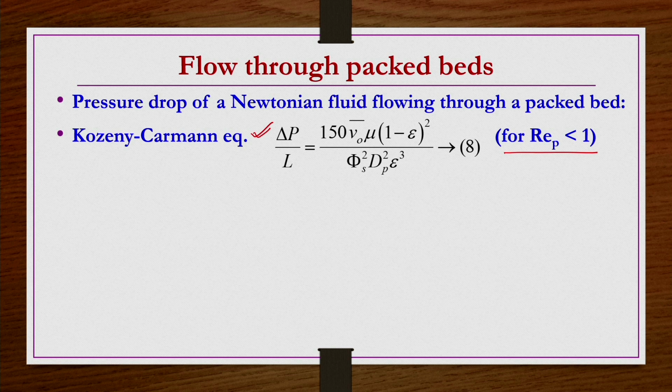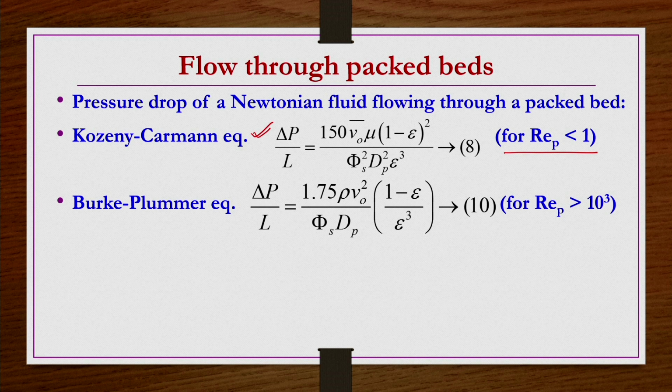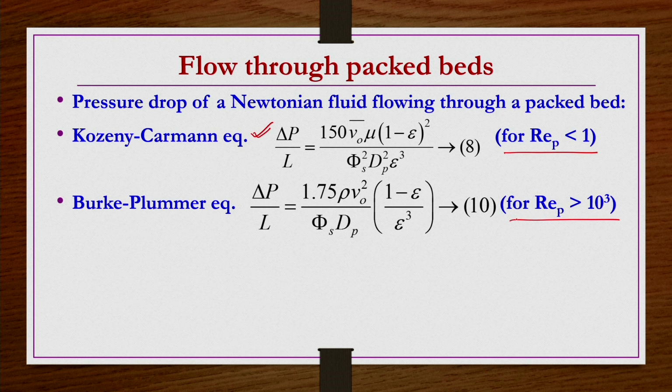Similarly, for REP greater than 10 power 3, we have seen that the Burke-Plummer equation holds very well, that is delta P by L is equal to 1.75 rho V naught square divided by phi s dP multiplied by (1 minus epsilon) divided by epsilon cube. This equation is valid for calculating the pressure drop of a Newtonian fluid flowing through a packed bed provided the Reynolds number is very large, that is, turbulent conditions prevail within the bed.